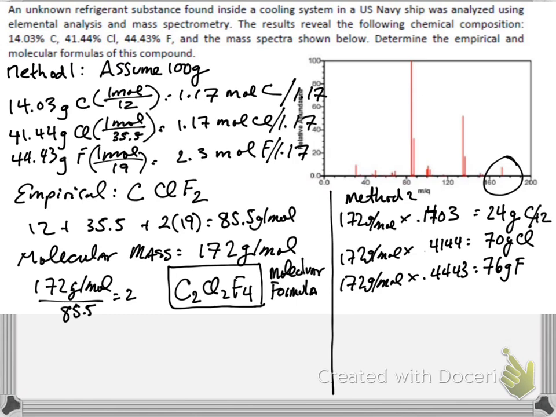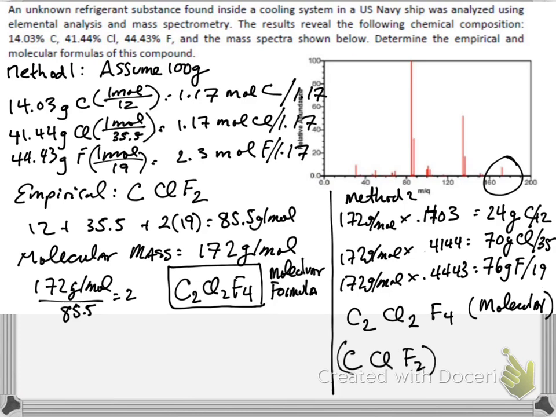So we take each number and divide by the atomic mass, and we get the molar ratio. The ratios here, number of atoms, C2, Cl2, F4, which is what our other answer gave us. So that's the molecular formula. We have to factor out a common multiple here, which is 2. And so our empirical formula would be CClF2.